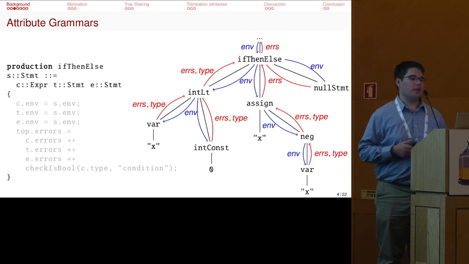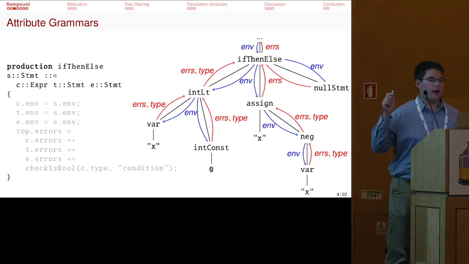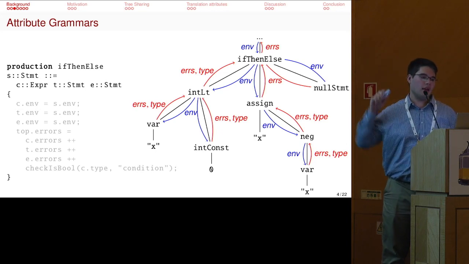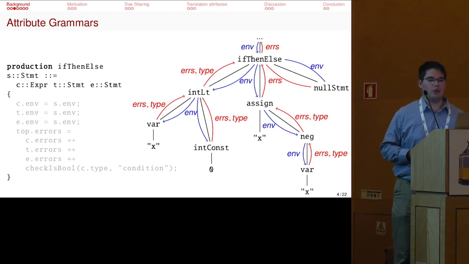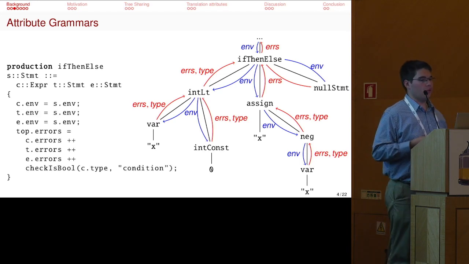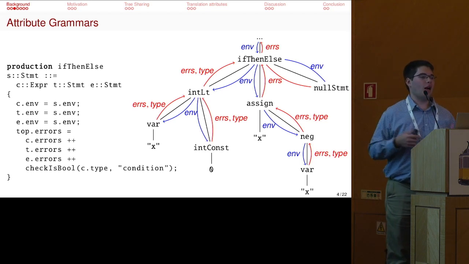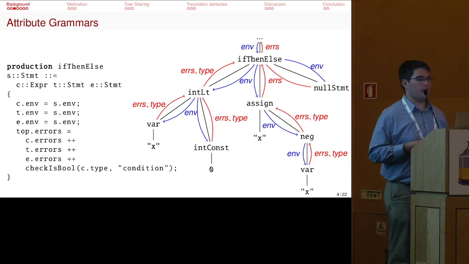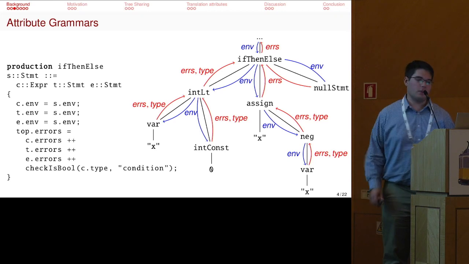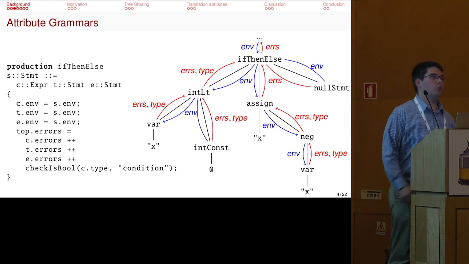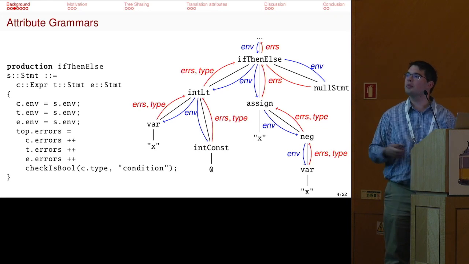So productions in the grammar have a signature. For example, this if-then-else production here has a condition expression and two statements for the then and else cases. And these signature items are all labeled so that we can use them in writing equations that define the attribute values. So here the if production copies the environment down to its children and then collects error messages up the tree. And in constructing the list of error messages, we check that the type of the condition is actually a Boolean. This check-is-bool function reports an error message if it's not.